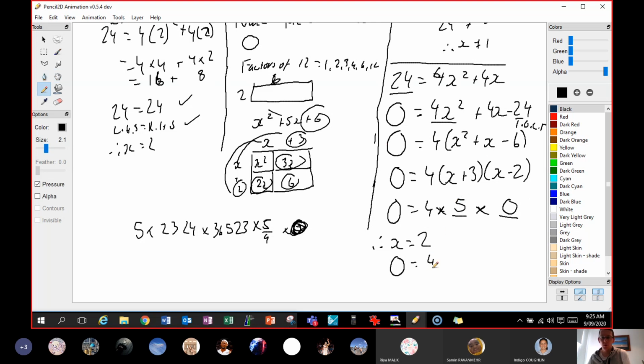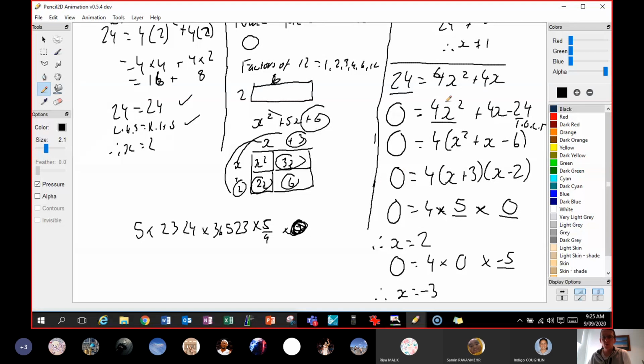Because you could go, well, 4 times 0 times anything. What would that make it? Well, what would you have to put in there? To put in here, you'd have to put in x equals negative 3. Because if you put in negative 3, plus 3 is 0. Negative 3 minus 3 would give you negative 5. Now, that would also be a solution. So both of these would be possible answers, 2 and negative 3, because they both make it 0.